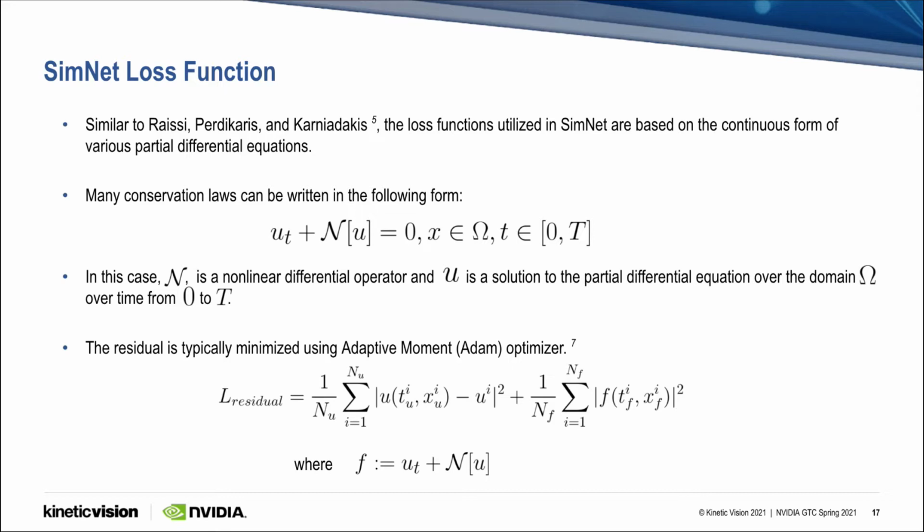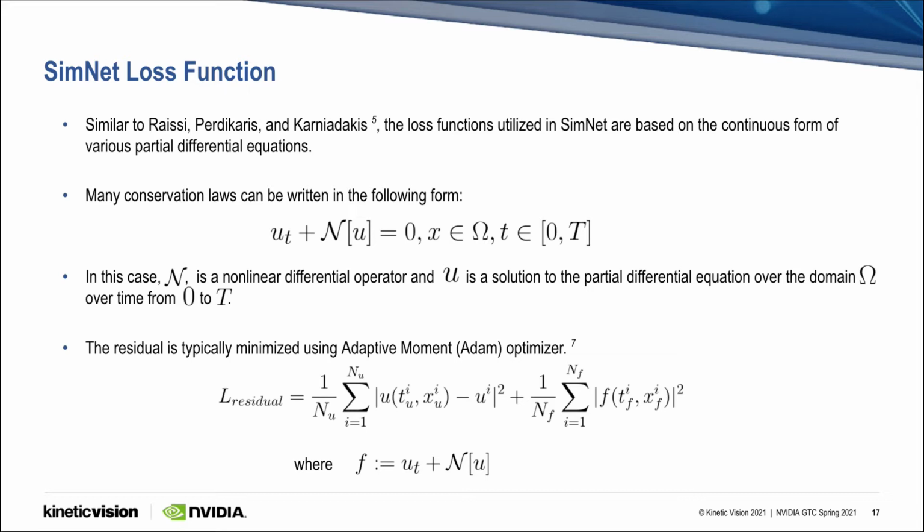The loss function in SimNet is really following the same formulation as the Raissi, Perdikaris, and Karniadakis work. So it starts out with a conservation law of the form shown on the top equation on this slide, where N is some nonlinear differential operator that depends on the partial differential equation of interest, and you're solving this over a domain. In this case, it's denoted by omega. And if you have a transient problem, it's in the time range 0 to T. So the loss function shown at the bottom as L residual contains the information within the actual partial differential equation via the function f described on the very bottom equation on this slide. This residual or this loss function is minimized typically, for instance, within SimNet, using the adaptive moment or Adam optimizer.